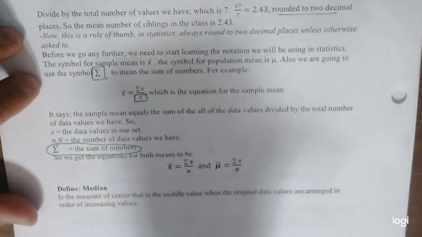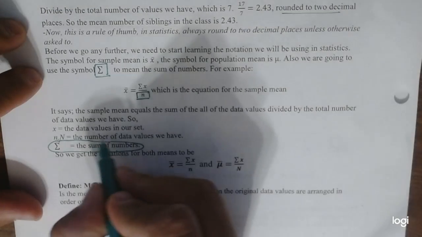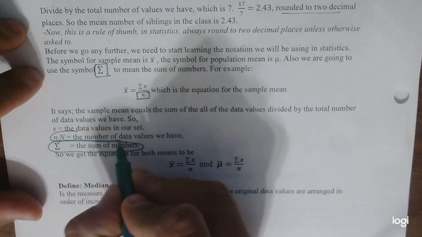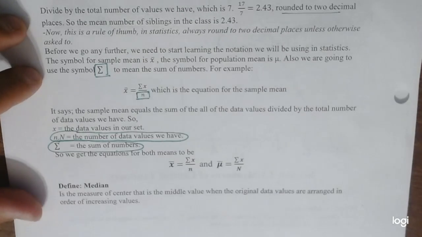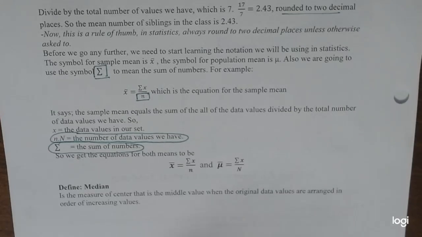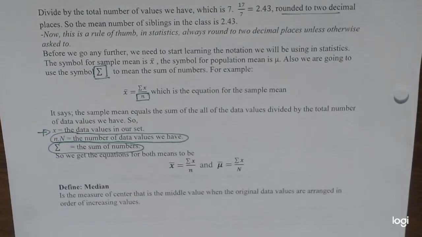N or capital N, we'll see a little bit as well. N represents the number of data values we have in the data set. Now the cool thing is N will always be that exact definition. What I mean by that is sometimes different variables have different definitions depending on what chapter you are in, but n will always have that definition no matter what. So n represents the number of data values we have itself. And in this case, x represents the data values in our sets.